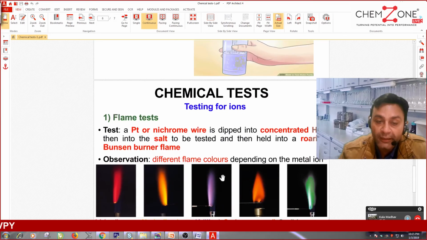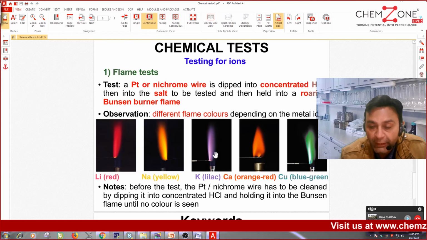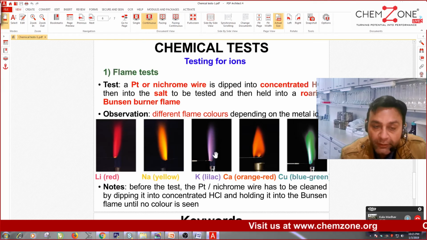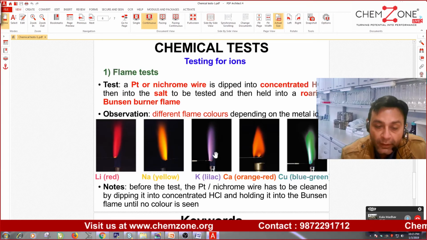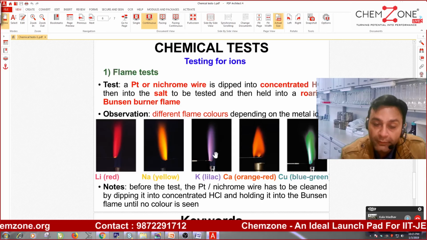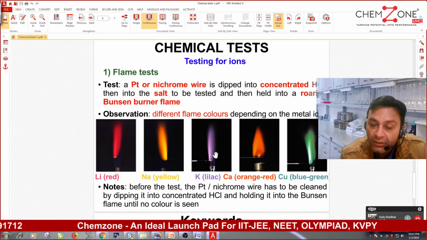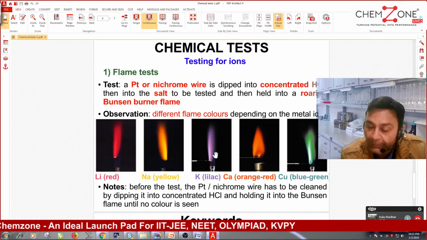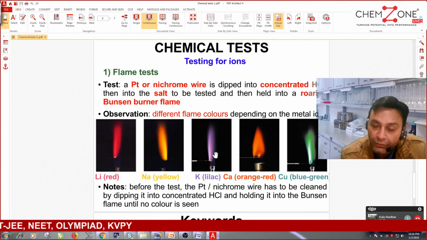Then we have testing of the ions, the flame test. Different elements show different colors in the flame. What we do is we take a platinum wire, a salt is fit onto it, and then we heat it in the flame. If the color changes to red, it may be lithium. If it is golden yellow, it may be sodium. If it is purple, it may be potassium. Orange color, calcium. If it is blue-green, then it may be copper. And these are the confirmatory tests for the presence of particular salts.